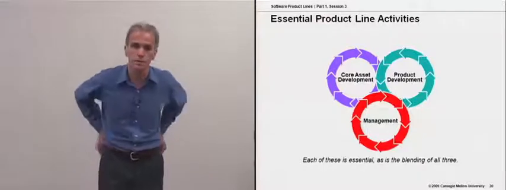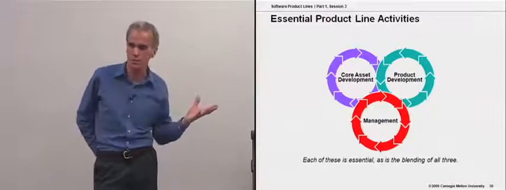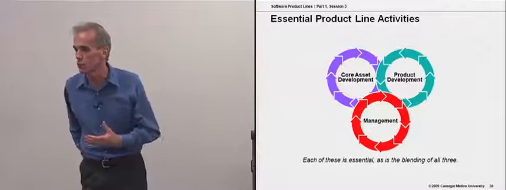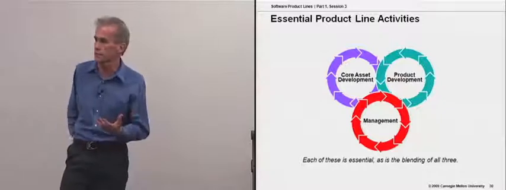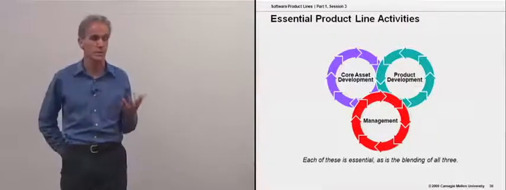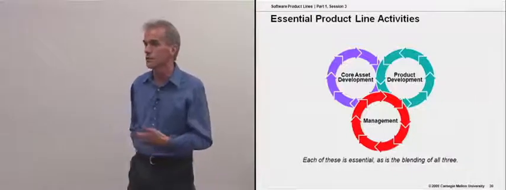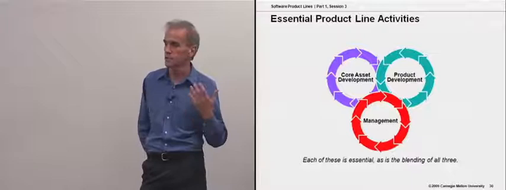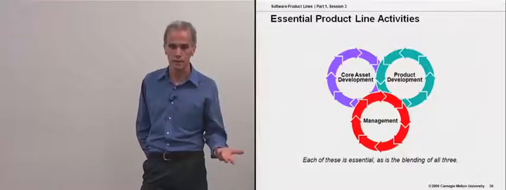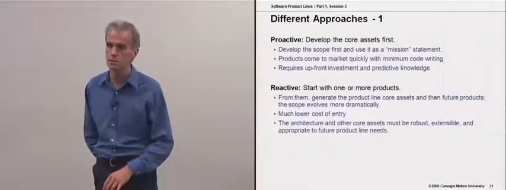So your product line team needs to have a cross-organizational set of people with skills in all of the areas of core asset development, product development, and management. It's unlikely that all of these skills are going to be embodied in a single person. So you're going to have a team, and you're going to have management discipline for that team at multiple levels in the product line organization.